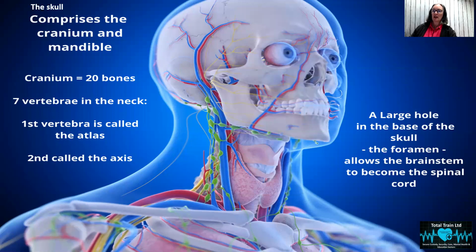Now, when we look at the anatomy of the body, the skull comprises the cranium and the mandible. Now we're going to whiz through some of these slides, so I'd encourage you to read them over again and look at the issues around. The cranium is made up of 20 bones and then the 7 vertebrae in the neck. The first vertebrae is called the atlas and the second is called the axis. There's then a large hole in the base of the skull, which is the foramen, and it allows the brainstem to become the spinal cord.